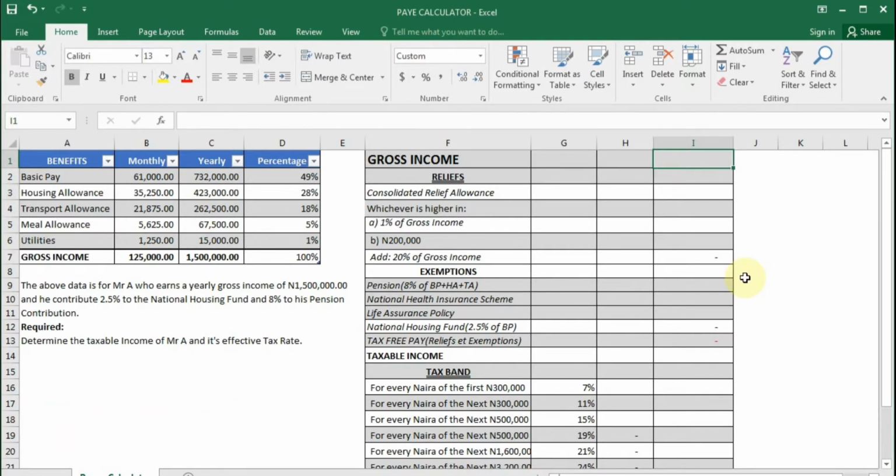I want to believe you are all familiar with the rudiment knowledge of what we'll be doing today, because we will be working on pay as you earn. We'll be using Microsoft Excel to prepare what we call pay as you earn. The short form is PAYE. So in a nutshell, we'll be using an example to prepare pay as you earn.